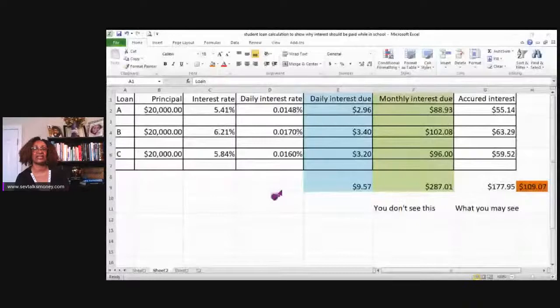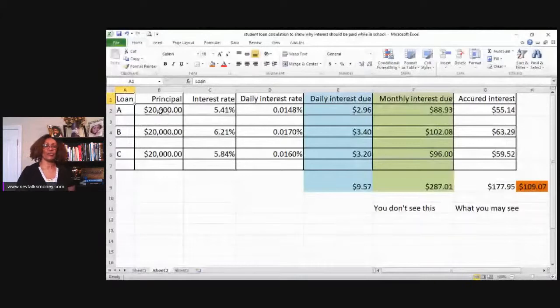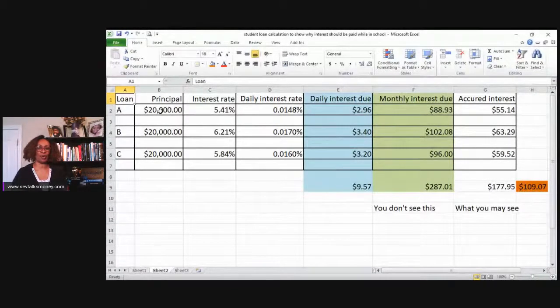spreadsheet that I put together just to show real quickly how your student loan balance is calculated and how that impacts what you're seeing on your statement, and why you may not be paying the full amount that is calculated for your student loans. So I'm using this example here where the principal is $20,000 on each of your loans. So on the first year you borrowed $20,000, the second year another $20,000, the third year another $20,000, and of course the varying interest rates based on the year that you borrowed.